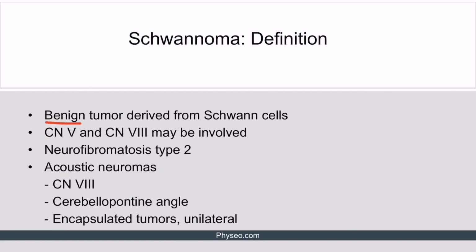Schwannomas are benign tumors derived from Schwann cells. Cranial nerve 5 and 8 may be involved, as well as spinal nerve roots and peripheral nerves. Most commonly occurs in the 2nd to 5th decade of life.